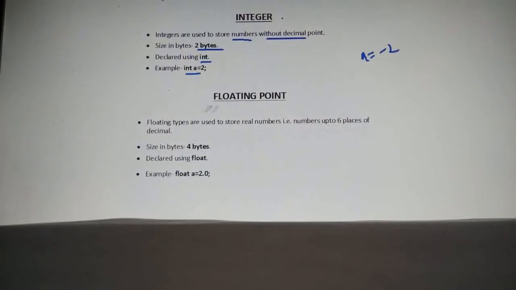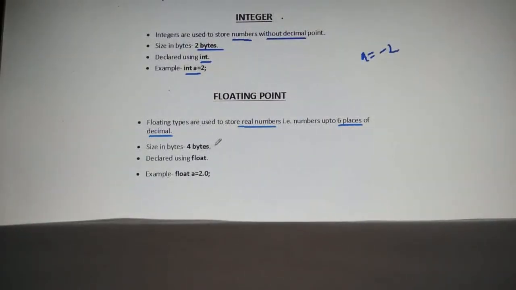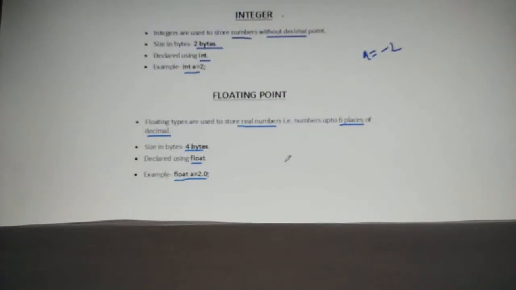The second primitive data type is the floating point data type. Floating point data types are used to store real numbers, that is, numbers having decimal points, and a float basically stores up to 6 places of decimal. The size is 4 bytes. The keyword which we use to declare a floating point is float. For example, suppose there is a variable a of floating type and it stores the value 2.0. It can store up to 6 places of decimal.